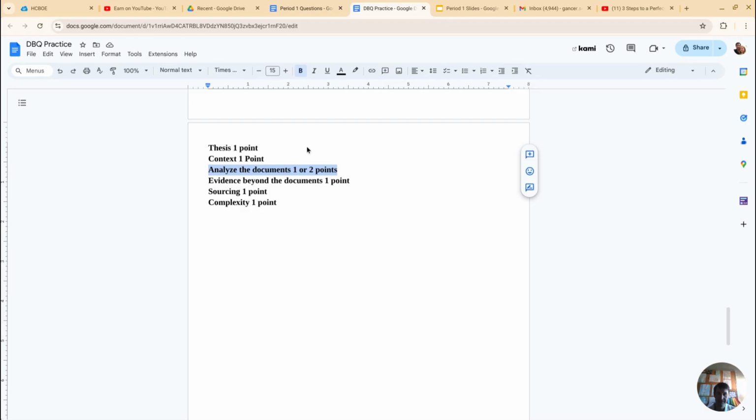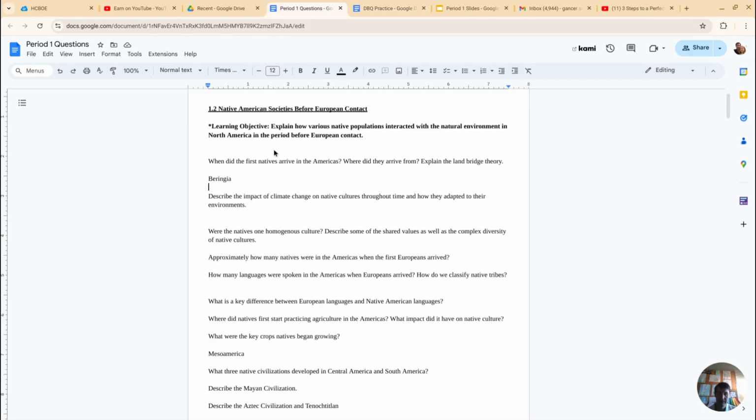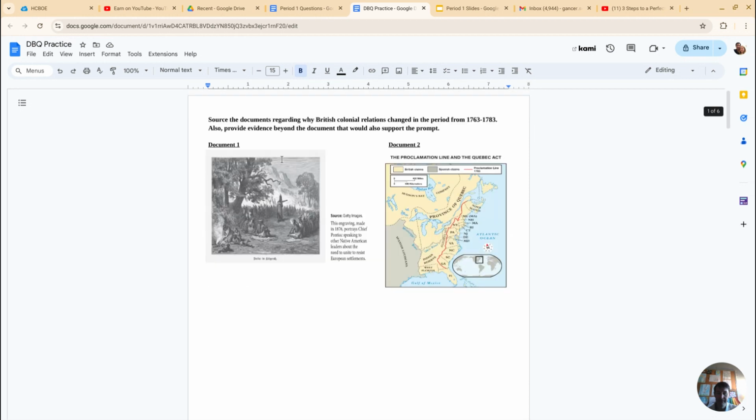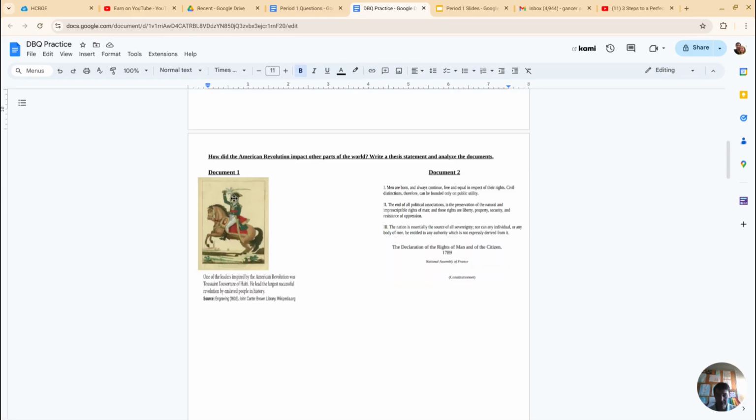Let's go look at a few real sources up top here. Now, these are real sources that you could see. This is a map of the proclamation line, the Quebec Act. These are images of Native Americans in the Ohio River Valley. That's related, obviously, to this time period, 1763 to 1783, in regards to how relations changed. This is a document as well. Again, it's just an image.